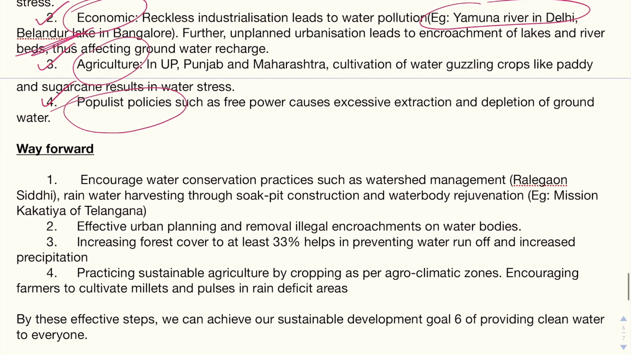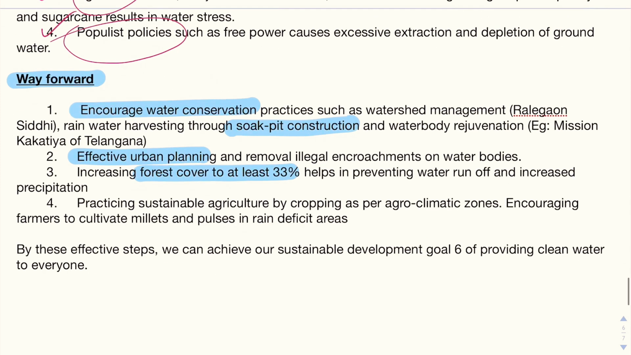And then finally you conclude with a way forward, listing down 3-4 points which include water conservation, check dam construction, effective urban planning, increasing forest cover, etc., which are the solutions to the problem of water stress. And finally end the answer with a line on Sustainable Development Goal number 6, provision of clean water to everybody, to wrap up your answer.